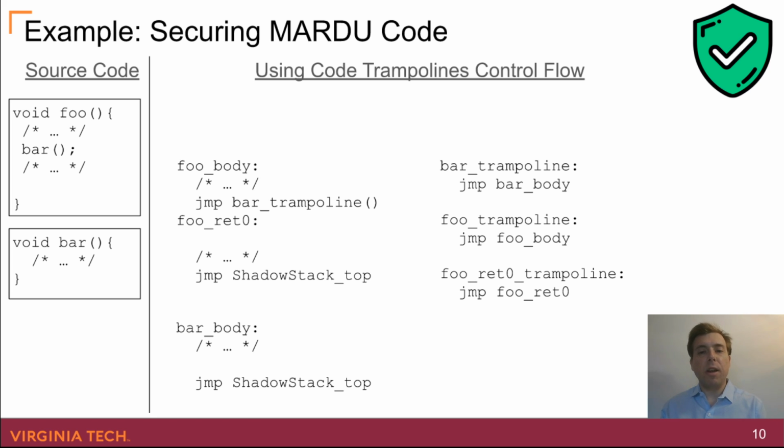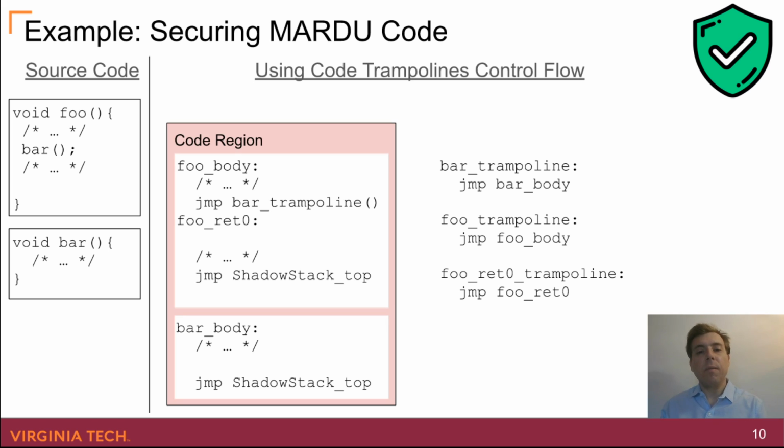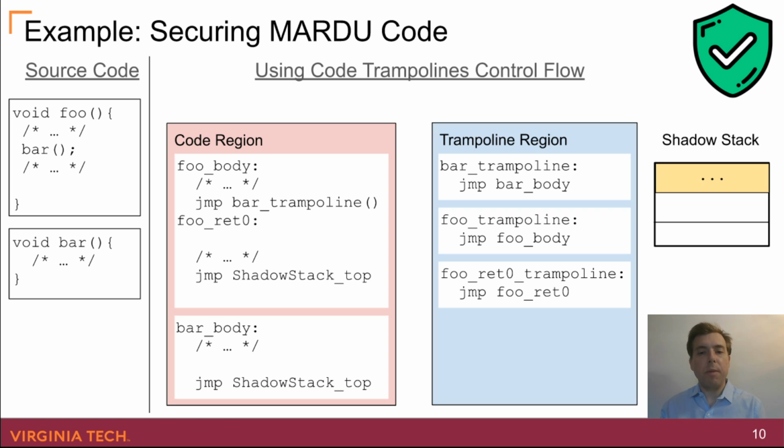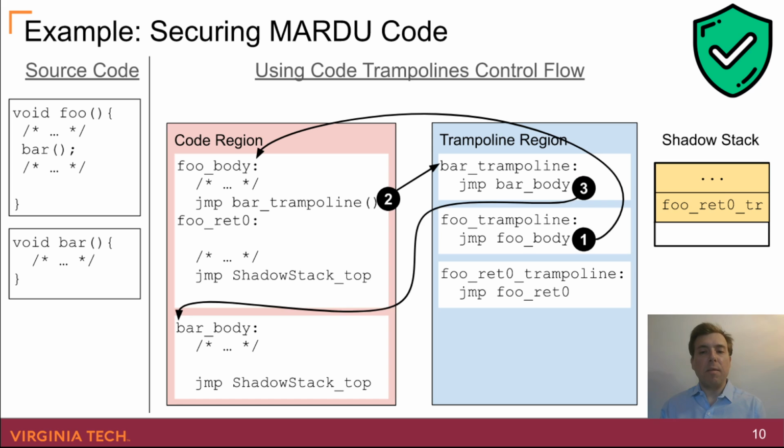So now to demonstrate how MARDU uses trampolines, taking the same program as before, the MARDU compiler will have instrumented all code into a code region and generates a trampoline for each function body and function return for each call site. The MARDU runtime will also set up a shadow stack to protect the return addresses. Assuming again someone has called foo, when we reach the call site for bar, we first populate the shadow stack with the appropriate return trampoline address and then jump to the corresponding trampoline for bar. The trampoline then forwards us to the randomized location of bar, and we execute the bar function.